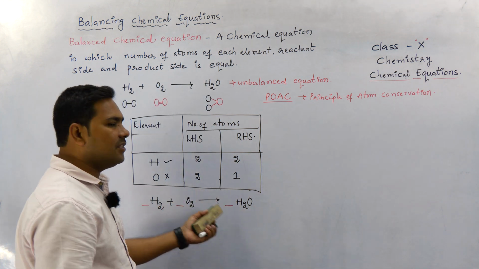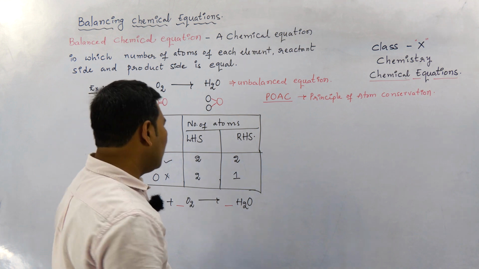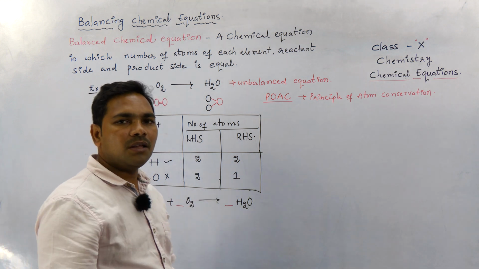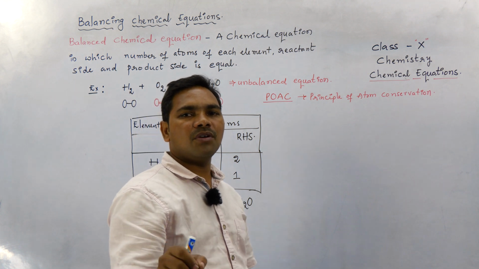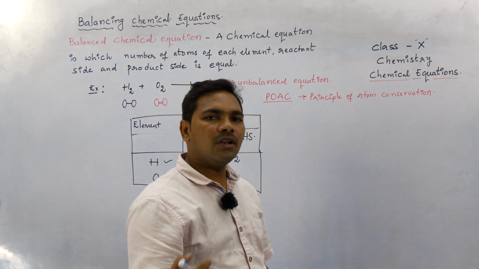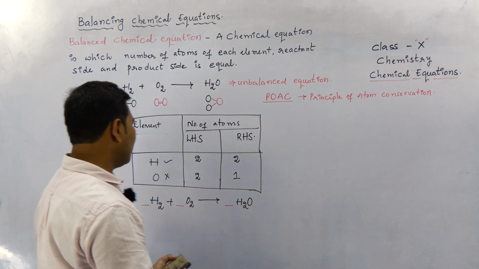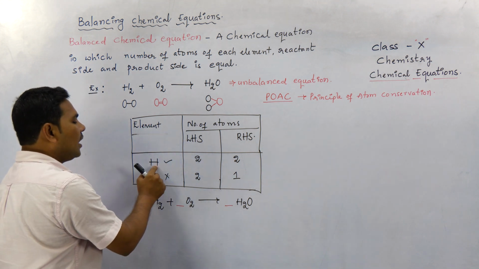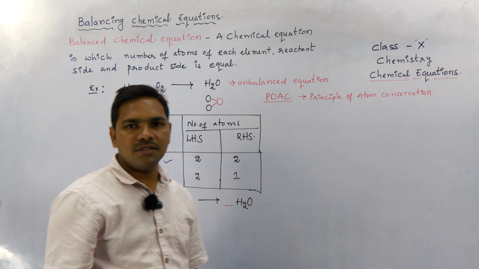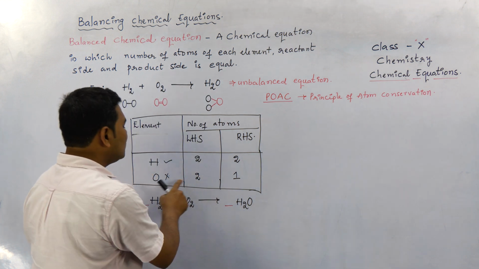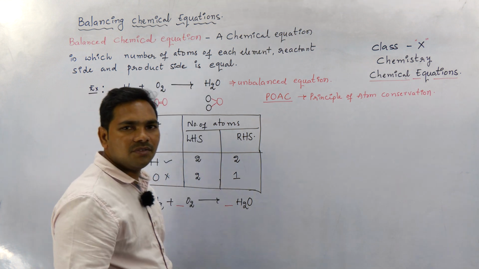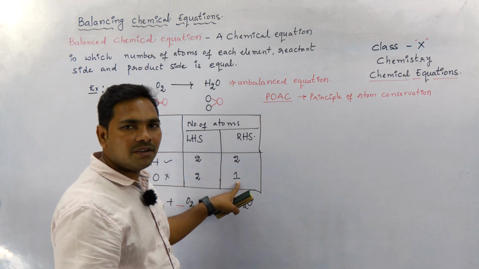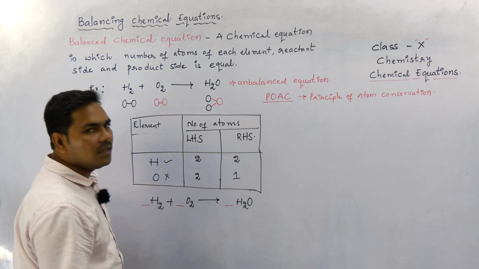By changing the coefficients, we can change the number of molecules of reactants and products, so that ultimately the number of atoms of each element is equal on both sides of the chemical equation. So for this, what do I do? If I see this table, hydrogen atoms are balanced, but oxygen atoms are not balanced. We have two atoms on the left hand side, only one atom on the right hand side. We have to make the right hand side equal to the left hand side.